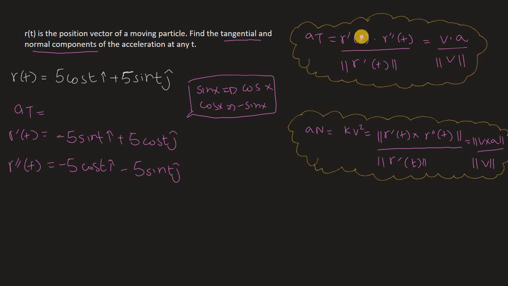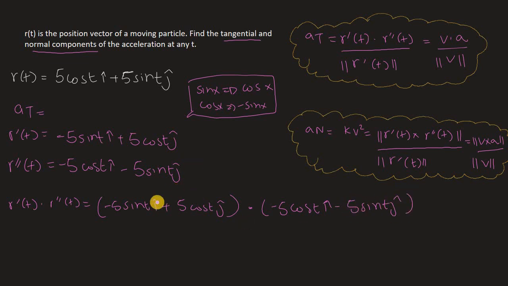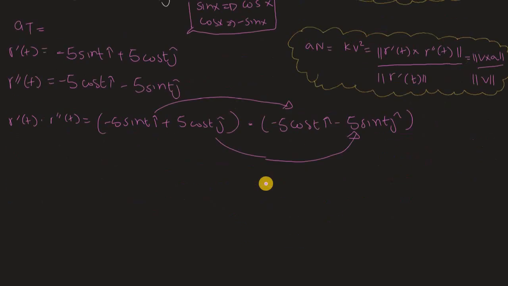Now what's the next step? The next step is to take the dot product of this. So let's do the dot product. r prime of t dot product with r double prime of t. You guys remember taking the dot product: negative 5 sine t i hat plus 5 cosine t j hat, dot producted with negative 5 cosine t i hat, negative 5 sine t j hat. Now for the dot product, we do i hat times i hat, and then j hat times j hat, and then we add these two.